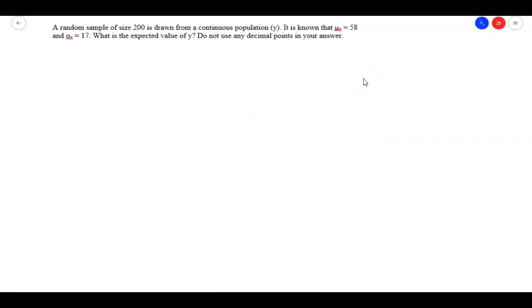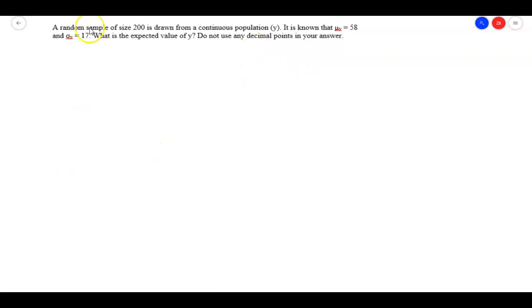Hi, I'm going to work out a statistics problem here. A random sample of size 200 is drawn from a continuous population Y. It is known that μ_Y, the mean of all values of the sample mean, is equal to 58, and the standard deviation σ_Y, the standard deviation of all values of the sample mean, is equal to 17. What is the expected value of Y? Do not use any decimal points in your answer.